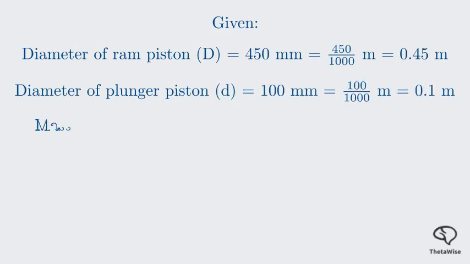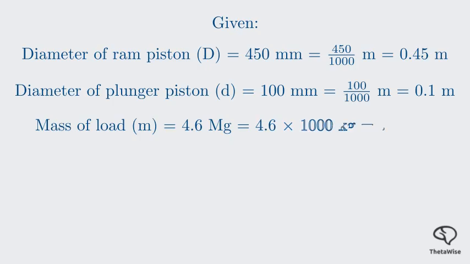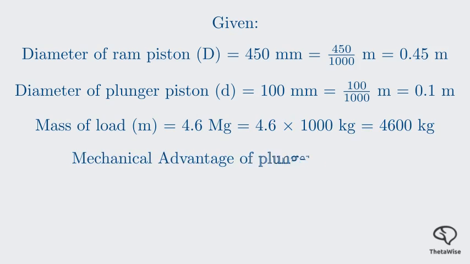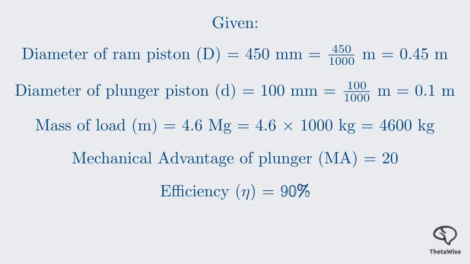The load to be lifted, or the mass, is 4.6 megagrams. A megagram is also known as a ton, which is 1,000 kilograms. So, 4.6 megagrams is 4,600 kilograms. The mechanical advantage of the plunger, MA, is 20. And finally, the efficiency, η, is 90%. Our goal is to find the effort, which we'll denote as E.